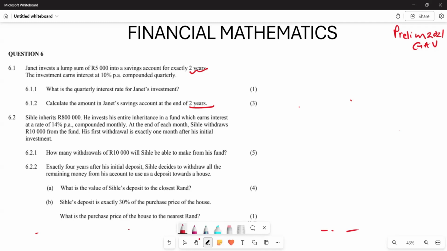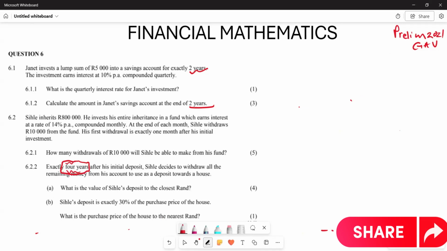Now they are saying exactly 4 years after his initial deposit, Sihle decides to withdraw all the remaining money from his account to use as a deposit towards a house, right? So they are saying Sihle decided that after 4 years, now Sihle wants to buy a house, right? So he wants to withdraw all the amount of money that is remaining in the bank, right?